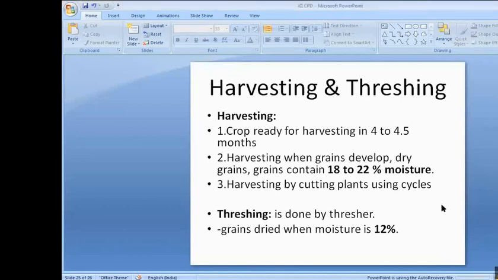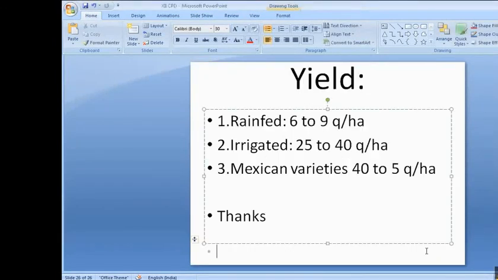Then, yield. Rain fed, yield is less, 6 to 9 quintal per hectare. Irrigated, yield is good, 25 to 40 quintal. And in Mexican varieties, the yield is 40 to 50 quintal per hectare. So this is all about wheat cultivation, and we have got less time, so we have to go in a hurry.